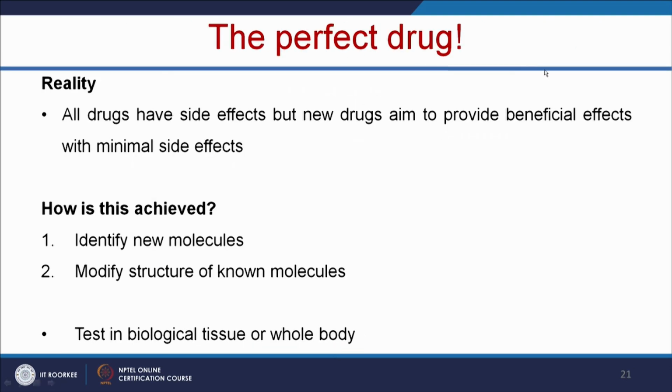So, what is a perfect drug? All drugs have side effects, but new drugs aim to provide beneficial effects with minimal side effects. So, how can it be achieved? By identifying new molecules or modifying the structure of known molecules and testing these in biological tissue or the whole body.